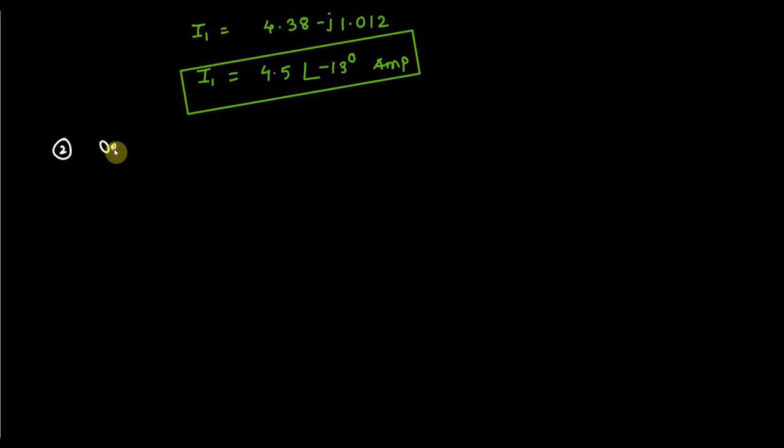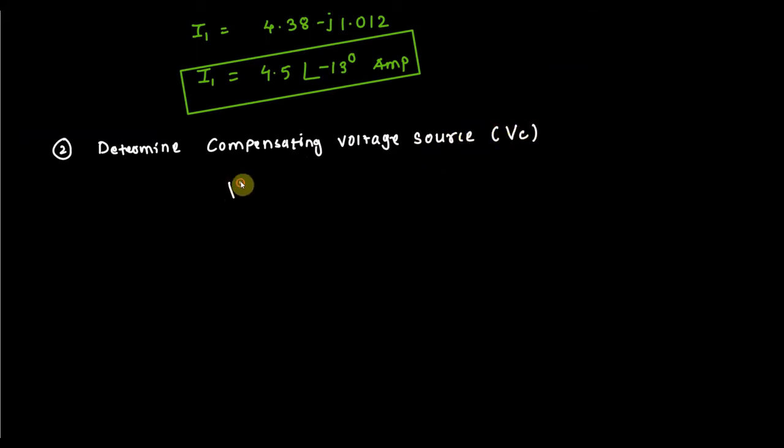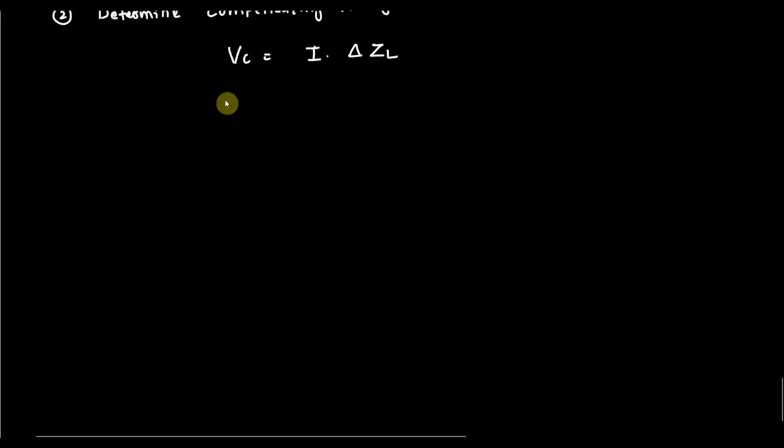So the second step is to determine the compensating voltage source VC. And what is the formula of VC? VC is simply equal to I into delta ZL, where delta ZL is the change in the load impedance. So we first calculate delta ZL. I have given you the formula of delta ZL.